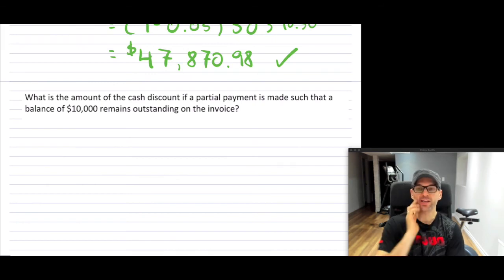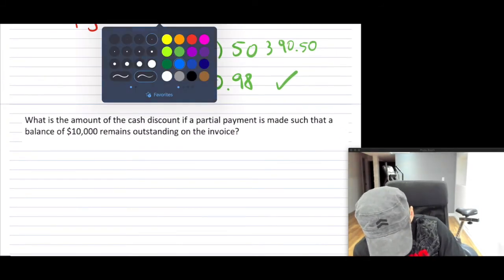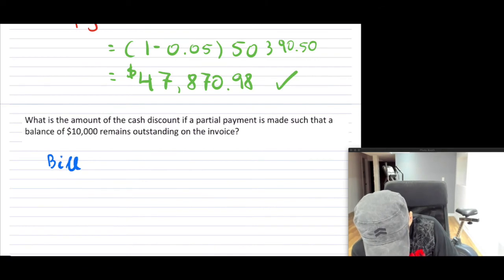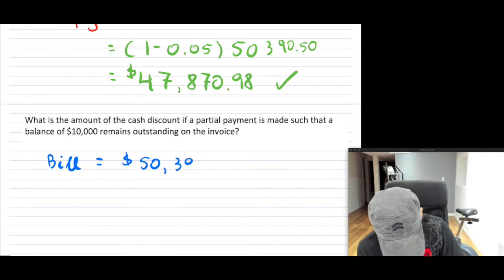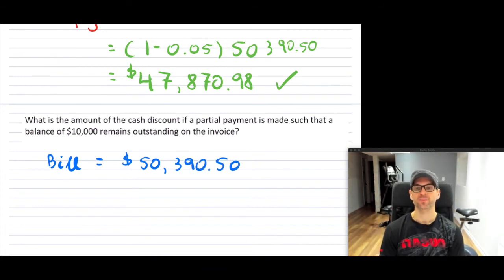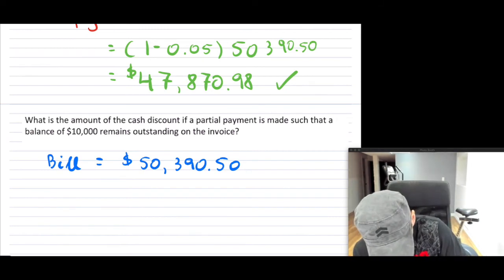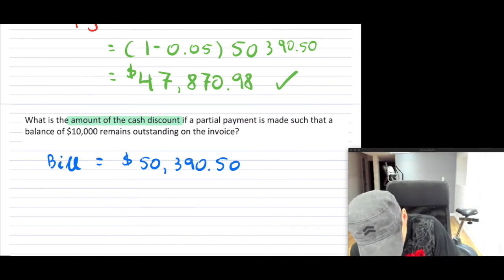So we know a few things. First of all, we know how much our entire bill is. So let's write this down. So our entire bill is equal to 50,390.50. That's our entire bill. That's how much we would pay with no discounts. Now, in this question, it's saying, what would be the amount of the cash discount if you made a partial payment so that there's a balance of 10,000 remaining?